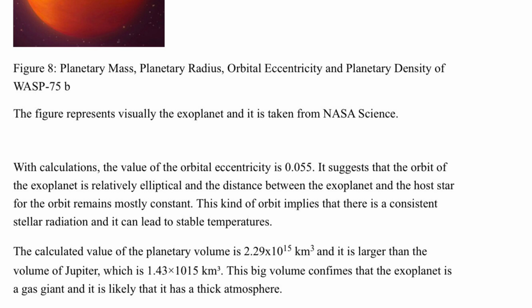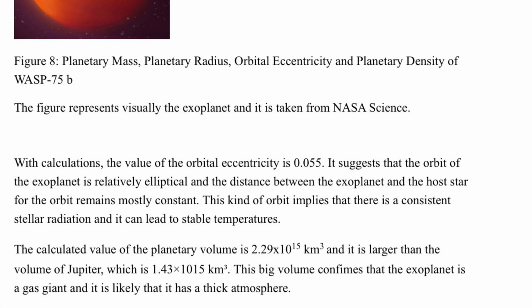It suggests that the orbit of the exoplanet is relatively circular, and the distance between the exoplanet and the host star for the orbit remains mostly constant. This kind of orbit implies that there is a consistent stellar radiation, and it can lead to a stable temperature. So there is a minimal seasonal temperature variation over the exoplanet's orbit, and the transits occur at a regular and predictable interval.